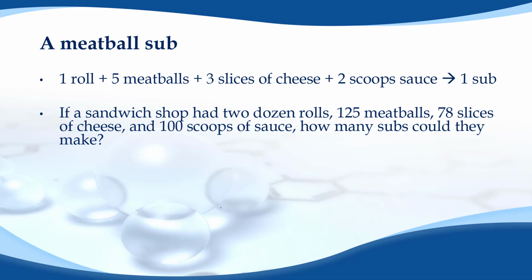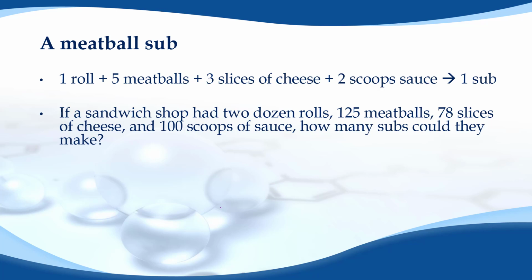So I think that a good way to start out a limiting reactant conversation is with something that you're kind of familiar with. So we'll start off with just an ordinary meatball sandwich. So here's the equation for the meatball sandwich that I want to make. 1 roll, 5 meatballs, 3 slices of cheese, whatever type of cheese you want, and 2 scoops of sauce will be a sub.